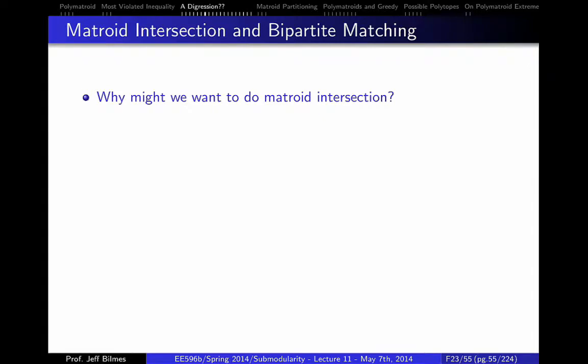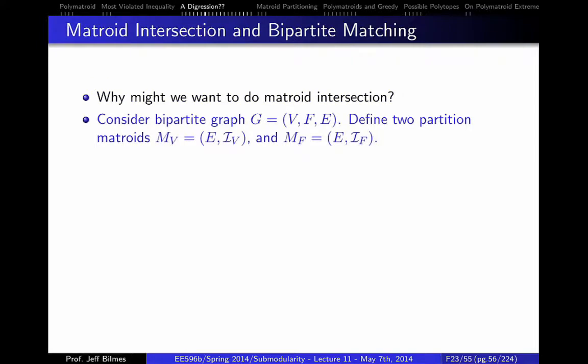Now the question you might ask, and this is a fun example that maybe you've never seen before. Everybody knows what the traveling salesperson problem is, right? We'll get to that, and what Hamiltonian cycles are. So basically, why would you want to do matroid intersection? Let's consider this bipartite graph.